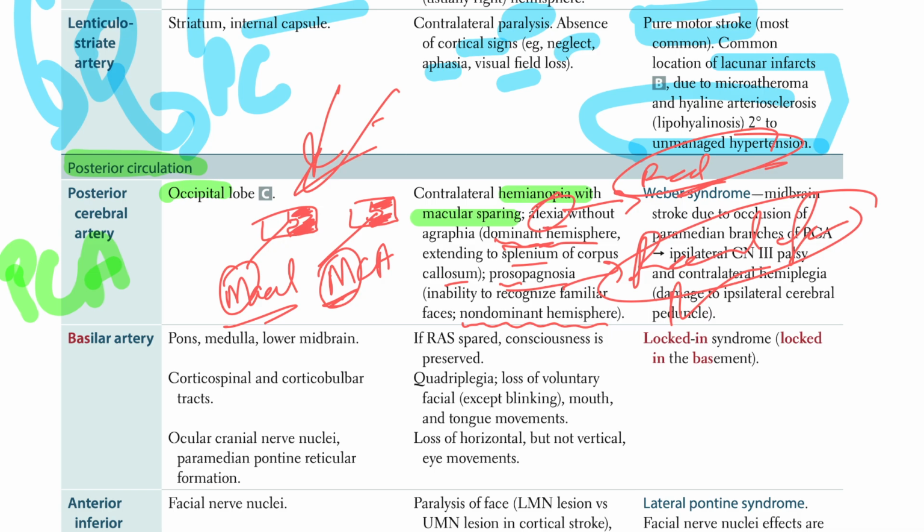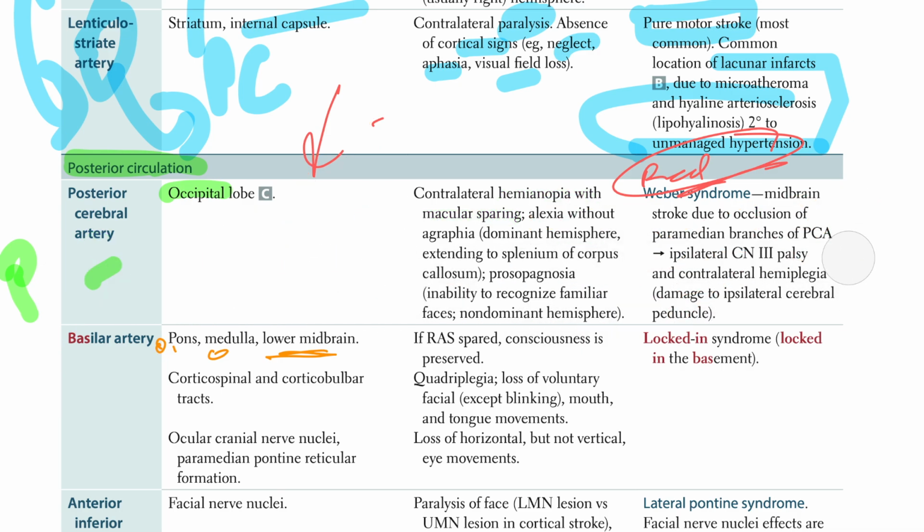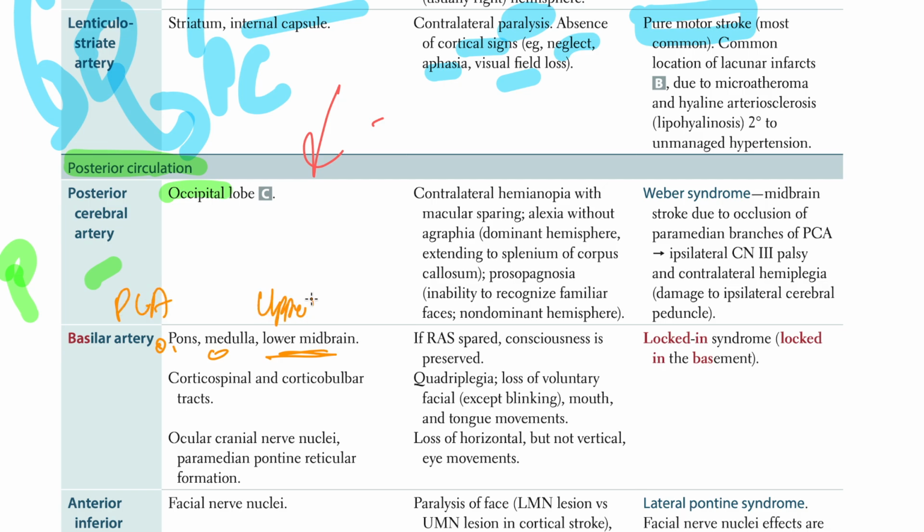Okay. With the PCA, what else you might have? Let's just erase this. With the posterior circulation, you have the next thing, which is going to be the basilar artery. This basilar artery is supplying a lot of things. So let's look. We have the pons, the medulla, and the lower midbrain. So who's supplying the upper midbrain? Well, that's your friend right up top. PCA is supplying the upper midbrain.